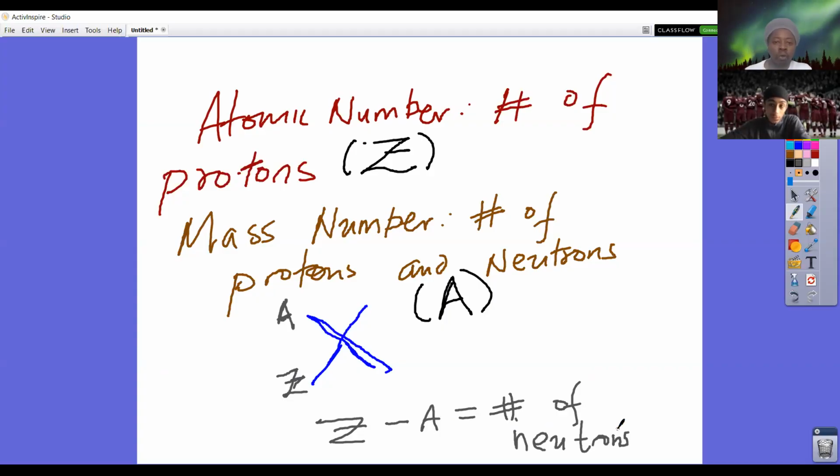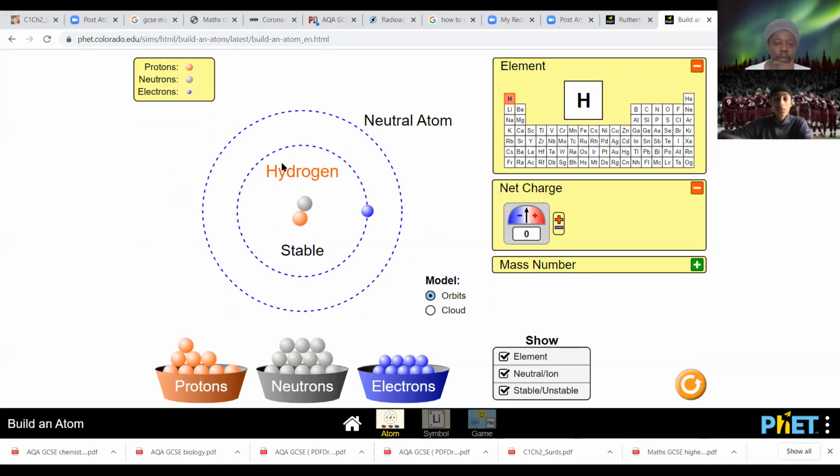We've also looked at a bit of a simulation where we have built an atom. And one of the things we noticed is that obviously some atoms, in this case, if I go back to my simulation, build an atom, there we go. If I go back to my simulation, what I realize is that as I add another neutron to my hydrogen, what do you notice about it? It becomes unstable. Absolutely.